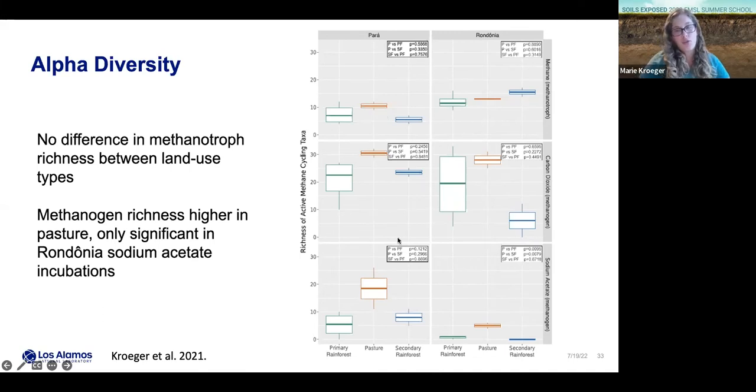And for methanogen richness, there was only a significant difference in the Rondônia sodium acetate. Although you can see that for all of these, even if it wasn't significant, the pasture did have the highest richness of active methanogens.